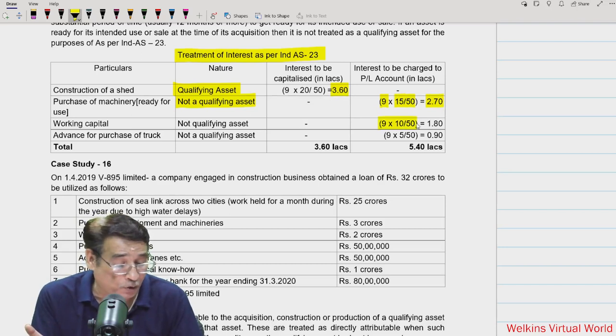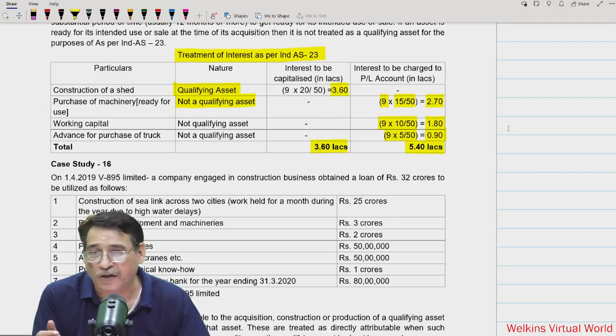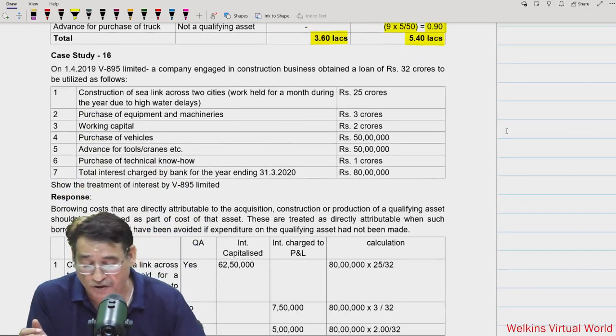Similarly, you can compute on working capital and on what we call advance. So whatever the interest related to these three items, this particular interest will be treated as revenue expenditure. And of course, 3.60 will be treated as capital expenditure.